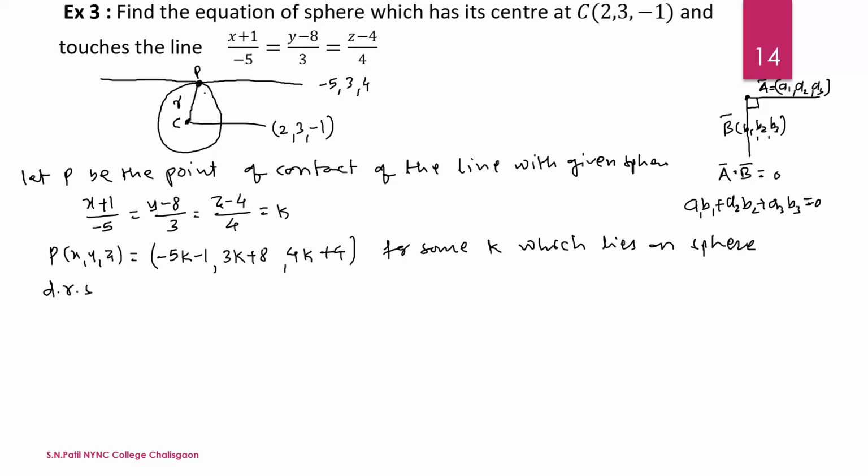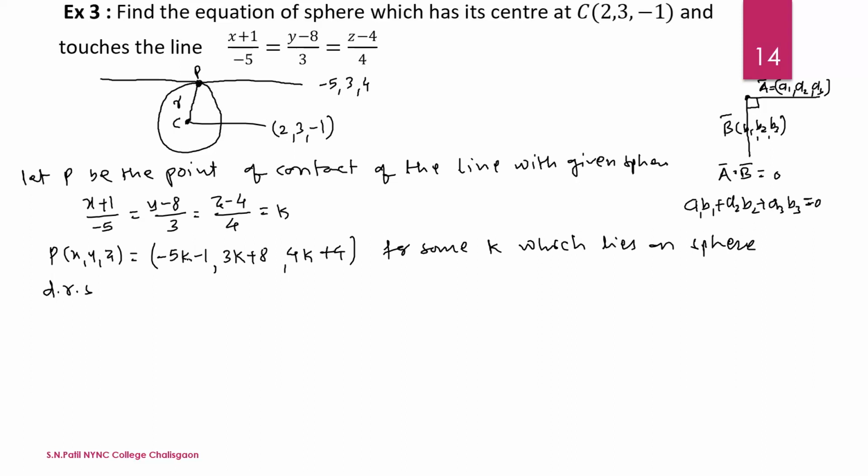See, here we require the DRS of CP. We already have the DRS of the line, touches line, minus 5, 3, 4. We just want the DRS of the CP. Now P is the point for some value of k, which lies on the sphere. So this is the P point. Now the DRS of the CP is minus this point, P point.